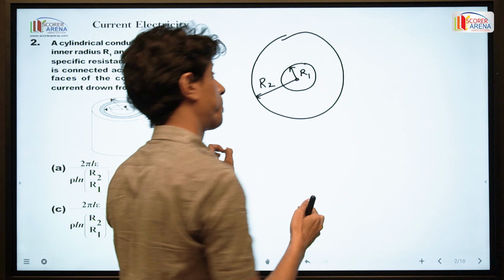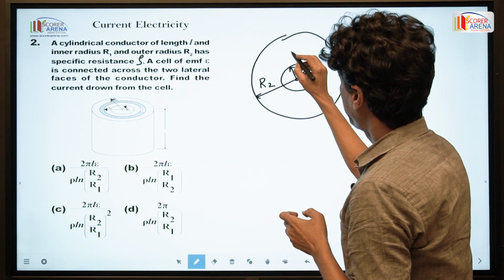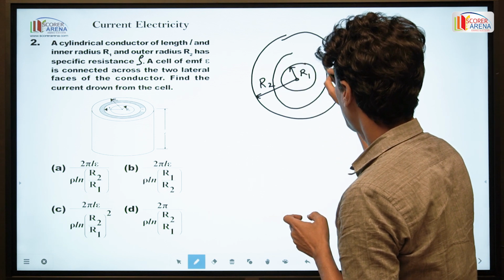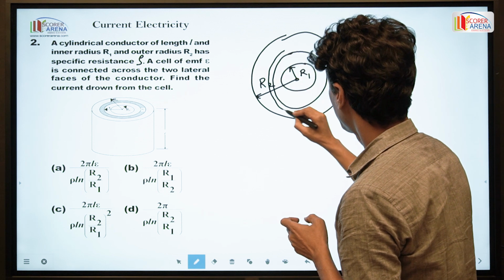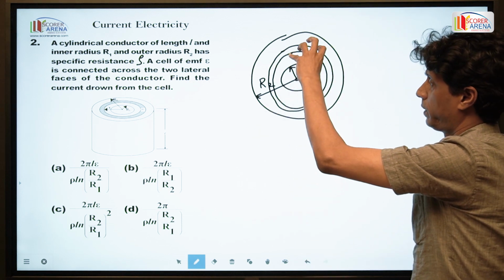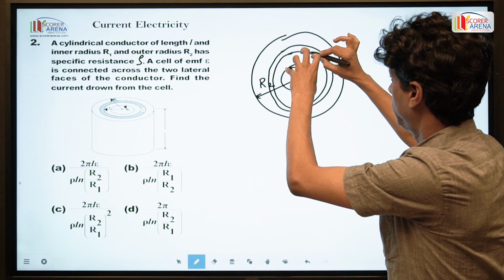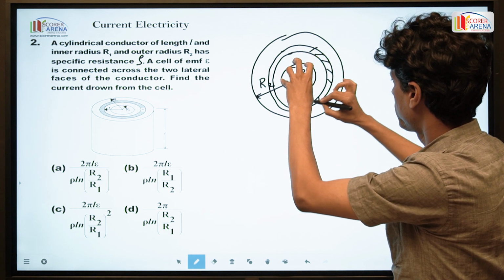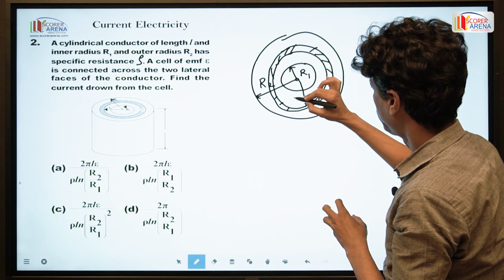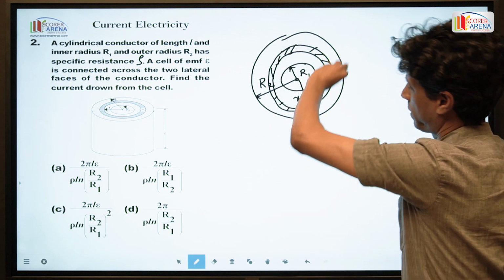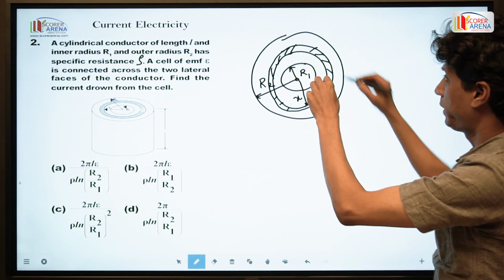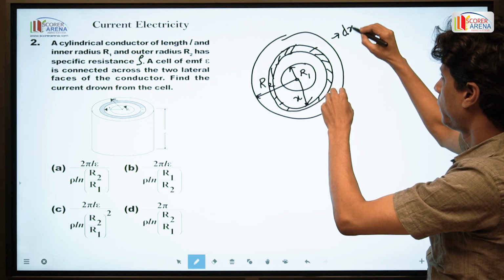So I have taken here a small circular part at a distance x, that is, the radius of this small circular ring I have taken is x, and the thickness of this is dx.